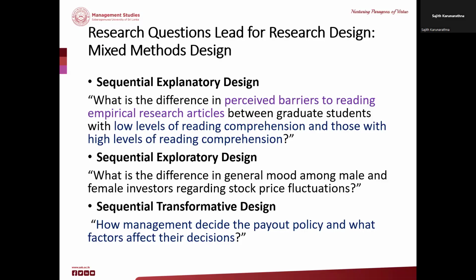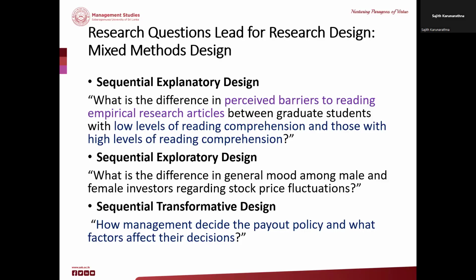The third type of the mixed method design is sequential transformative design. You could remember it: sequence is there, quanti comes first or quali comes first, either way. But transformative theories play a vital role. For example, how management decides the payout policy and what factors affect their decisions.